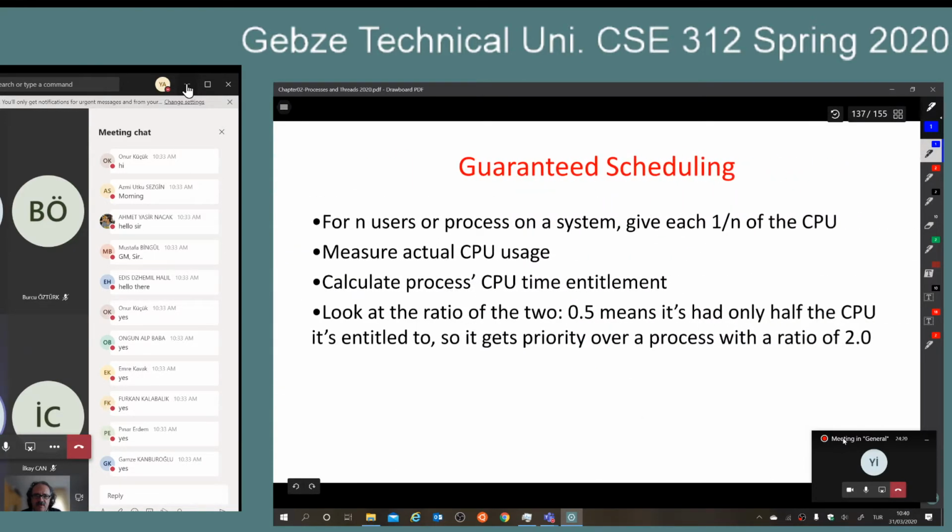Another scheduling algorithm which could be used in combination with any other interactive scheduling mechanisms is the guaranteed scheduling. It is this. Let's say I have n processes. That means that each one should use 1 over n of the CPU time. Each one should use 1 over n of the CPU time. That's no problem.